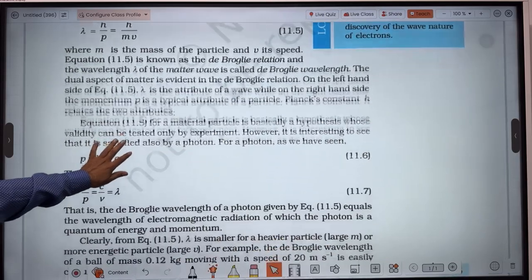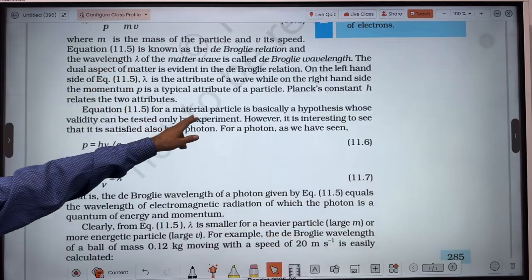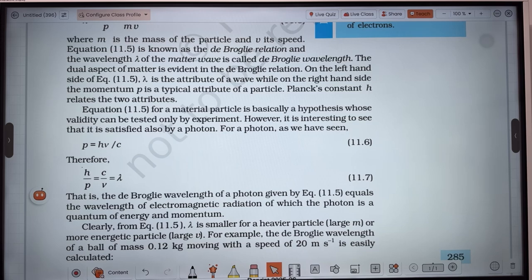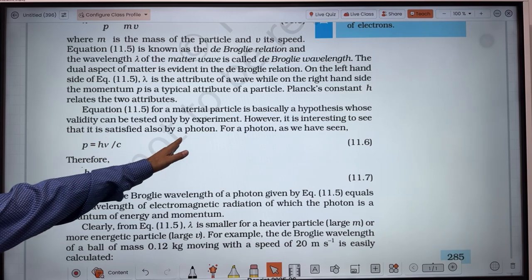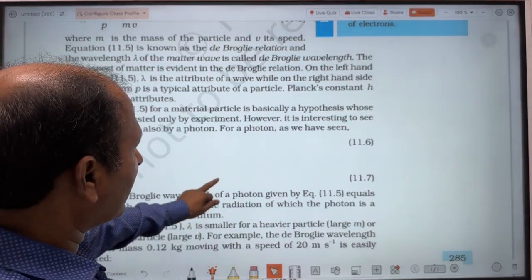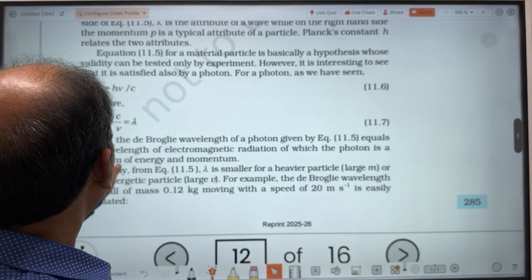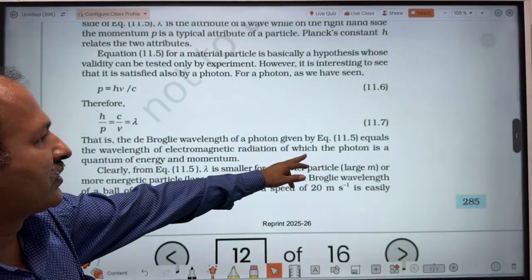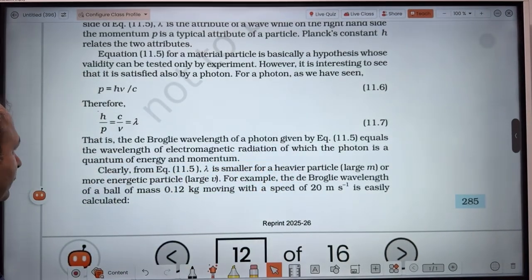Now, the equation above, for a material particle, is basically a hypothesis whose validity can be tested only by experiment. However, it is interesting to see that it is satisfied also by the photon. For a photon, as we have seen, p equals h nu upon c. Therefore, h upon p is c upon nu, and c upon nu equals lambda. So that is the de Broglie wavelength of a photon, which equals the wavelength of the electromagnetic radiation of which the photon is the quantum of energy and momentum.